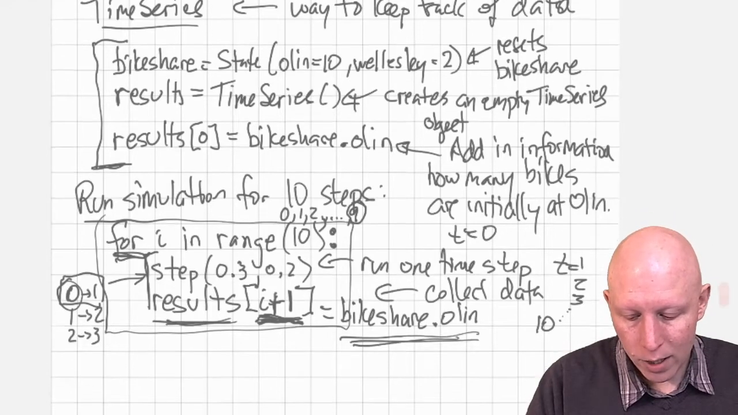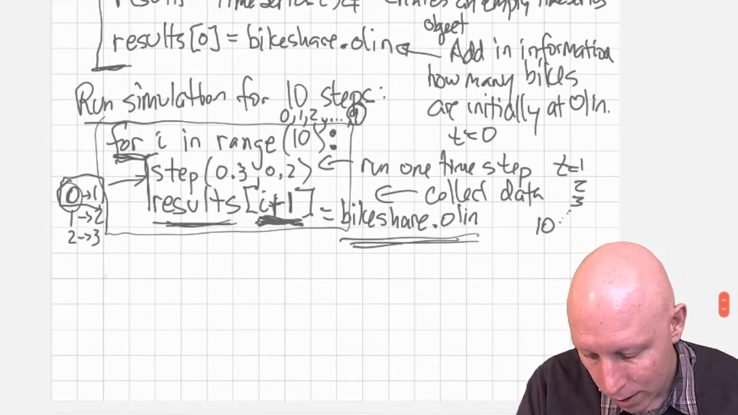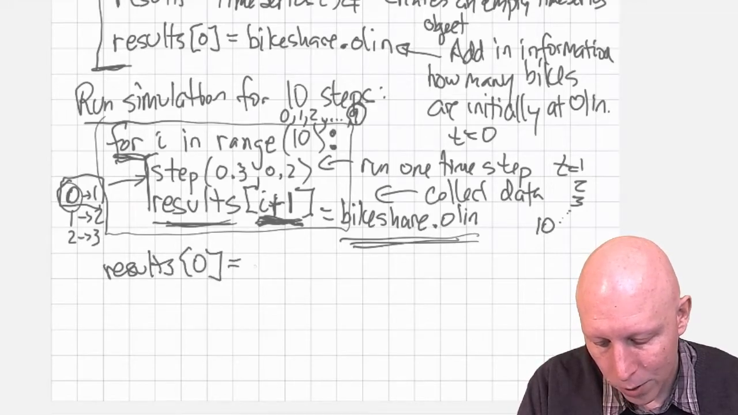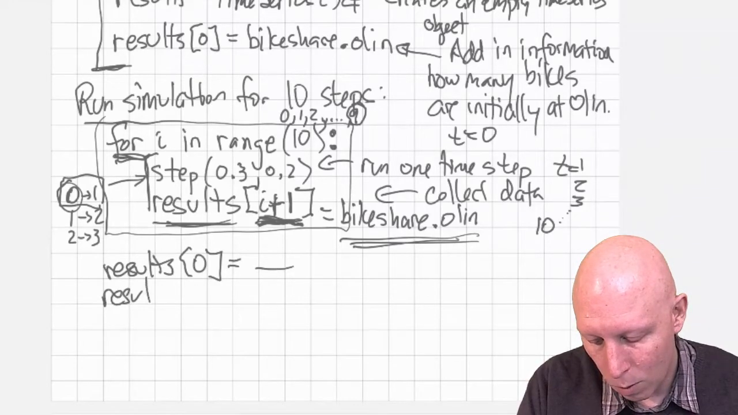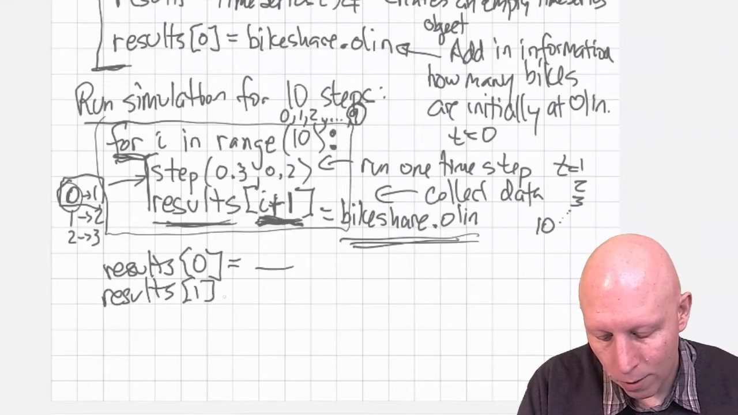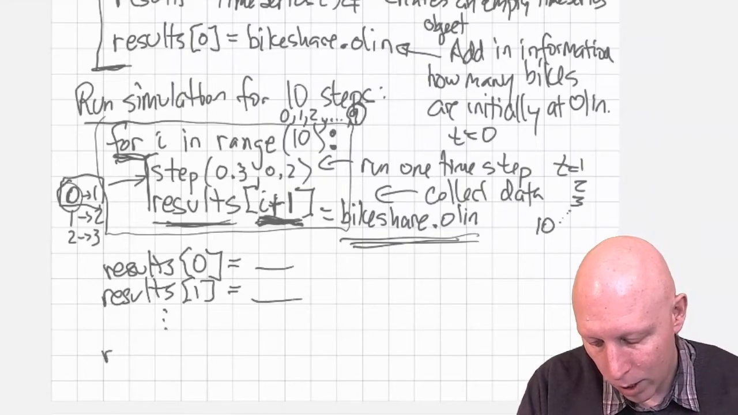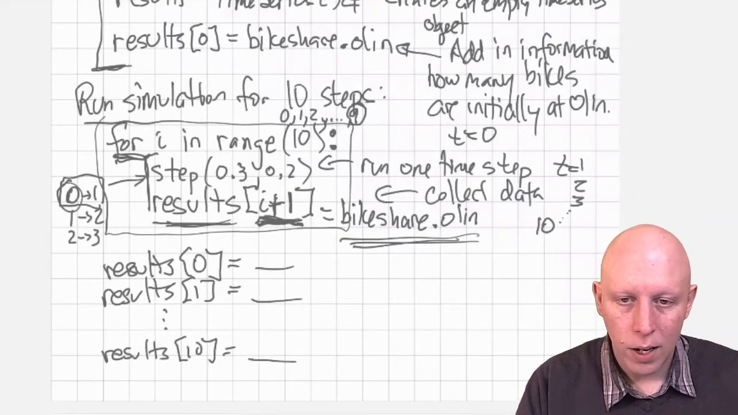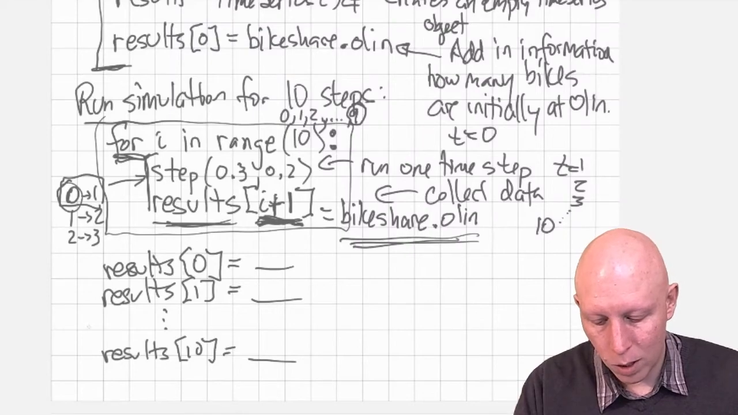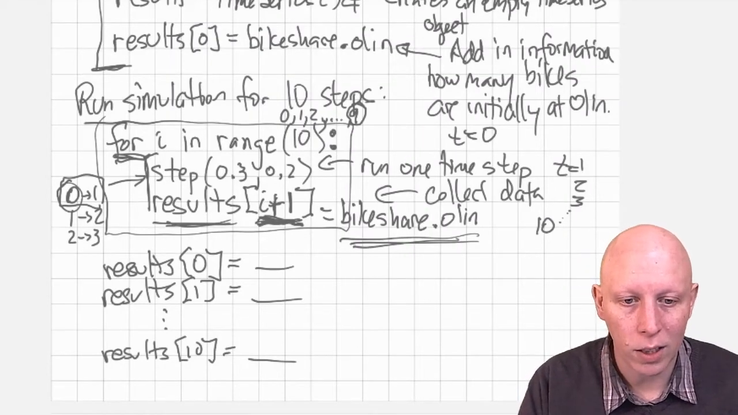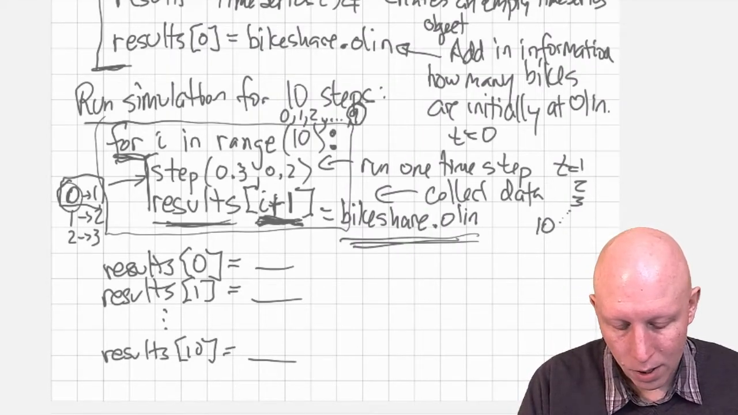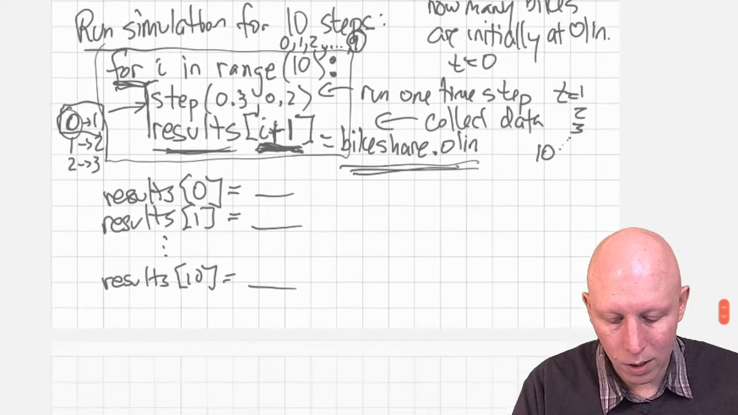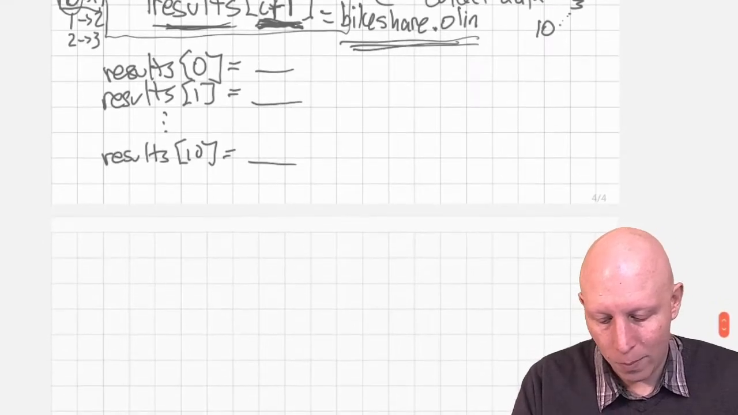And so in the end, we're going to have results of 0, that was our initial value, results of 1, that's our first piece of data that's collected, and we keep going up to results of 10. And so results is going to be a time series that has that information in it. All right, so we're going to quickly go and look at that.